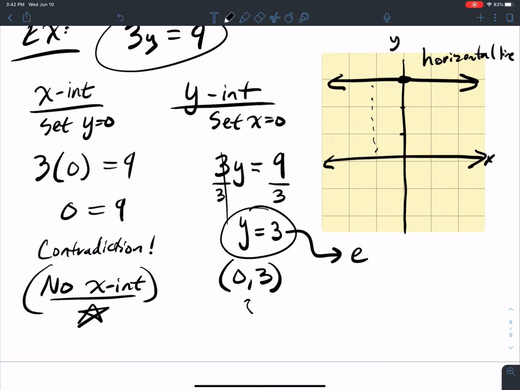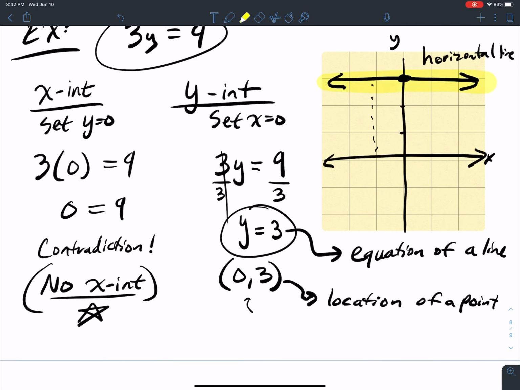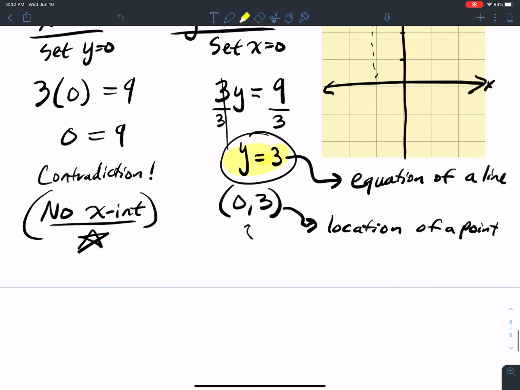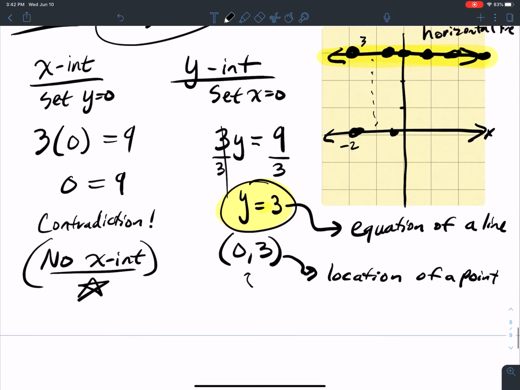This is an equation of a line. This is a location of a point. They're two different things, okay? So the equation of the line says that no matter what x is, the y value is always 3. Any x that I plug in, a -2 for x, I'm always going to output a +3. No matter what x I plug in, it always outputs y equal to 3. That's what that equation says.